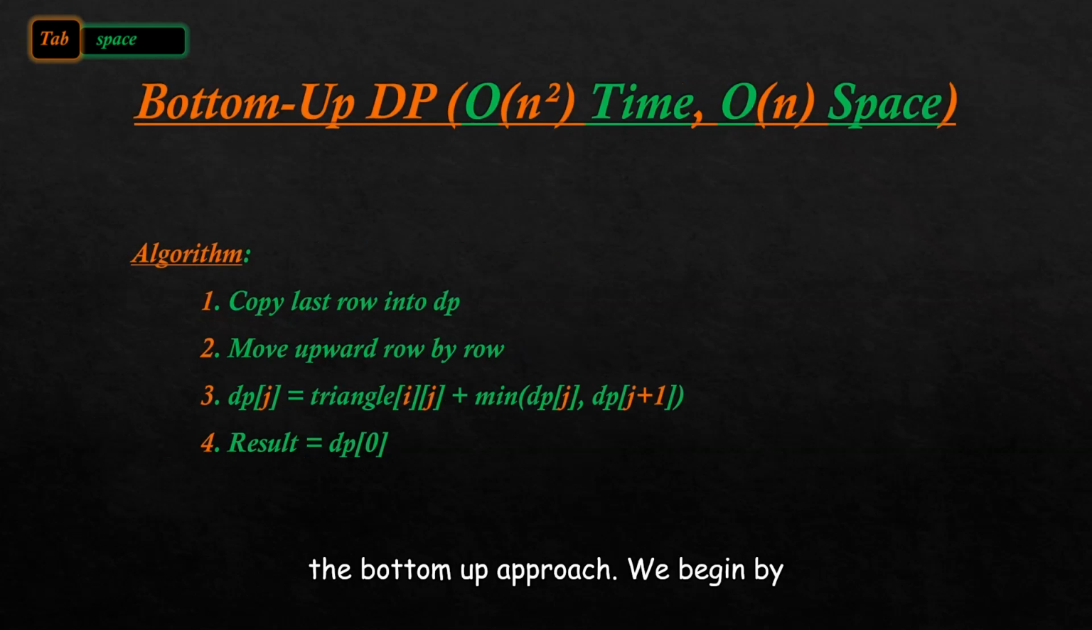Let's explore the bottom-up approach. We begin by copying the last row into a one-dimensional array. Then, moving upwards row by row, each element is updated to include itself plus the minimum of its two children from the row below. In this way, each row is compressed into the one above it. When we finally reach the top, the single number left represents the minimum path sum.